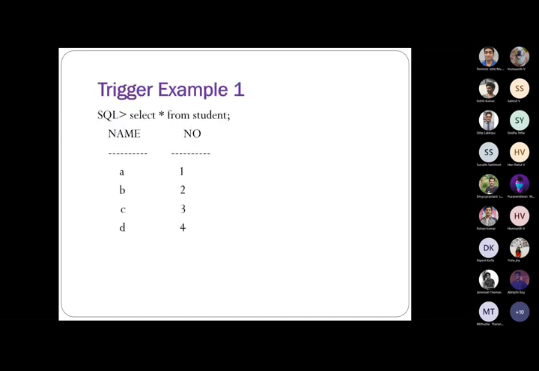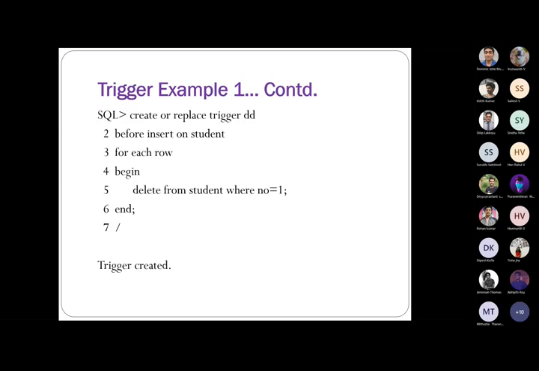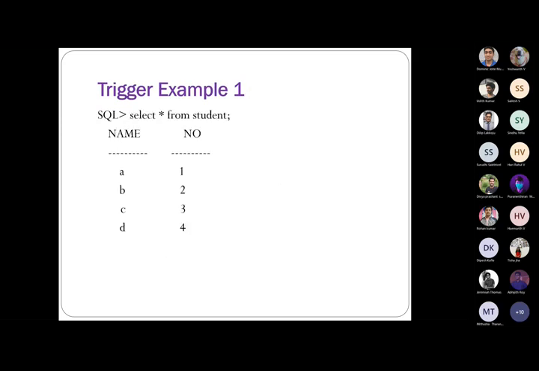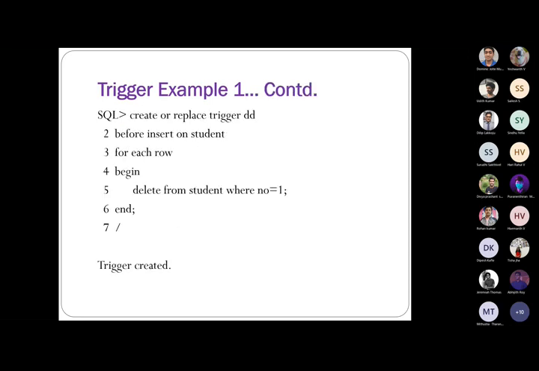For example, this trigger is associated with this table. You have only two attributes, number and name. Number one corresponds to name A, two corresponds to name B, and so on. You are going to create a trigger before insert on the table student. So before you insert a record on the student table, you are expected to delete the record where the number is equal to 1 using triggers. This is how we are going to create a trigger.